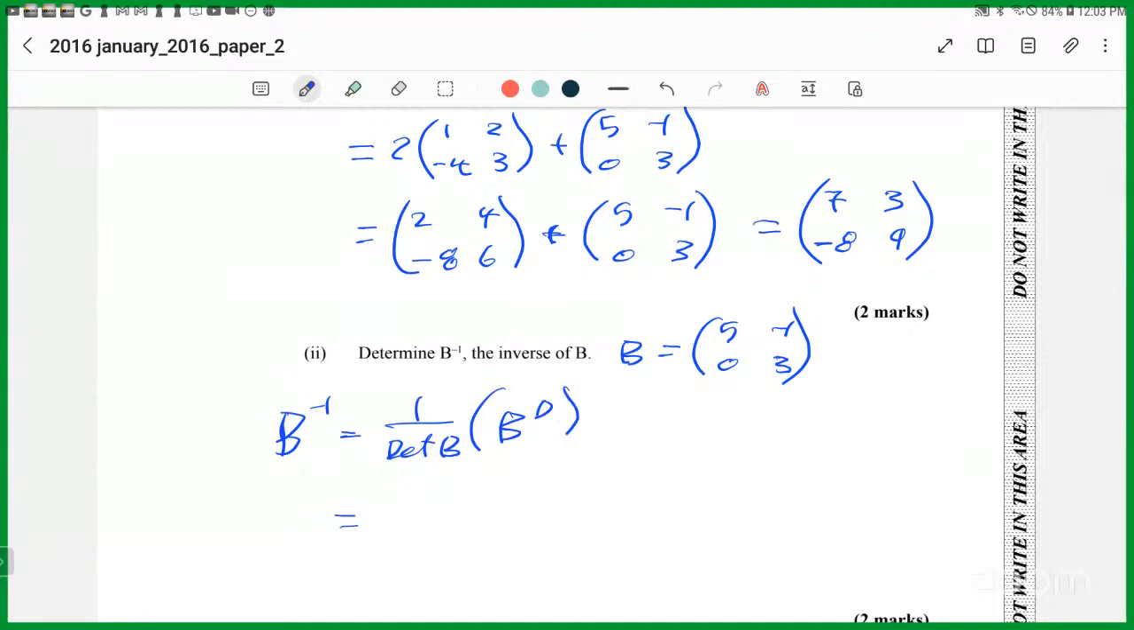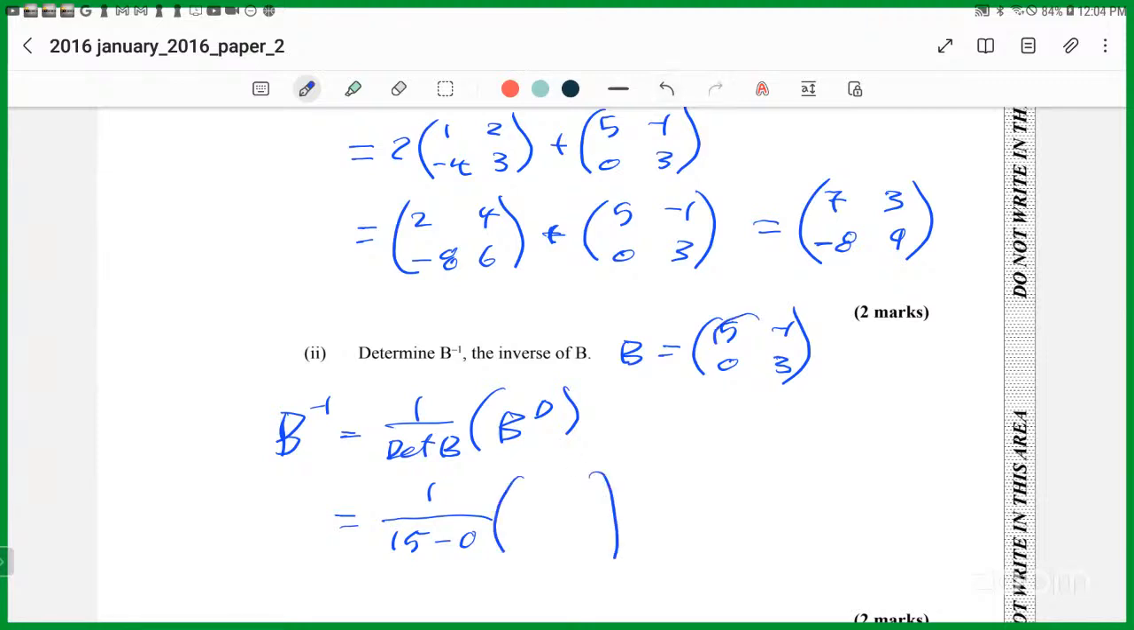So it's 1 over the determinant. Determinant is this product minus this product. So this product first is 5 times 3 is 15, minus this product, 0 times negative 1 is 0. So the determinant is just 15, multiplied by the adjoint.